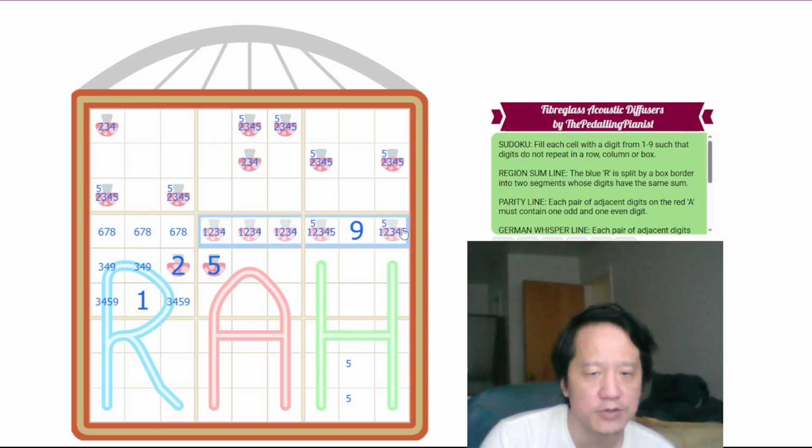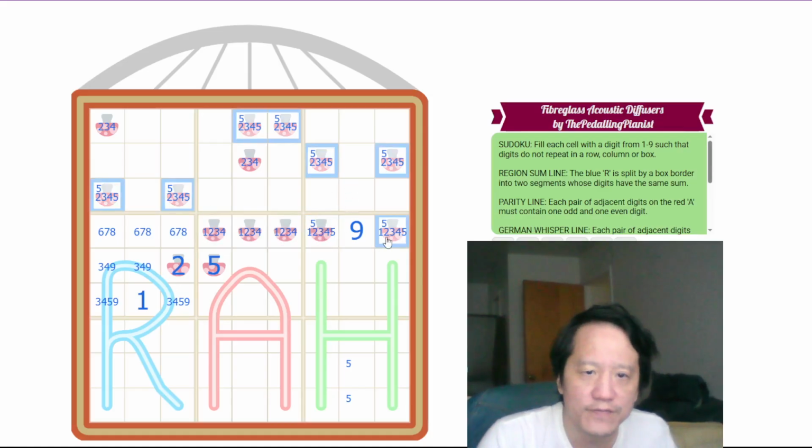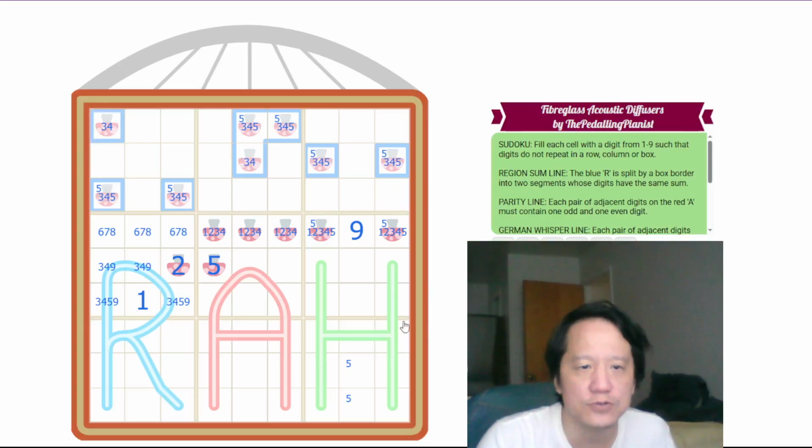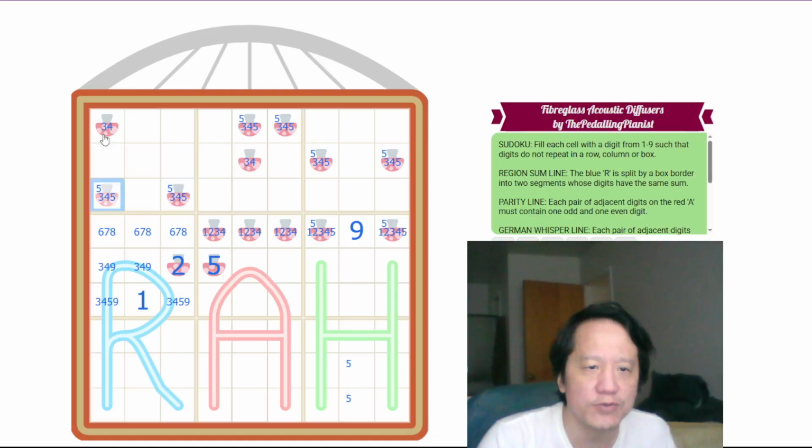We have a 2 guaranteed here on the fad, which eliminates 2 in the rest of the fads, because we already have 2 2s. So this must be a 3, 4, 5 triplet here. So we have a guaranteed 3 there. This is a 3, 4, 5 triplet here. That's a guaranteed 3 here, and we have a guaranteed 3 in row 4.